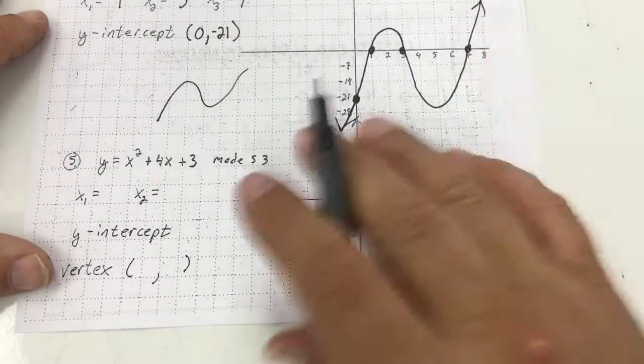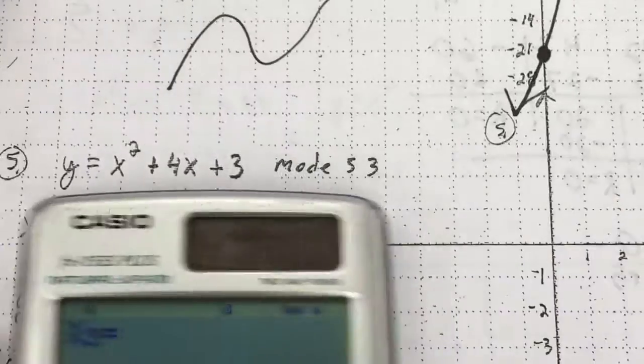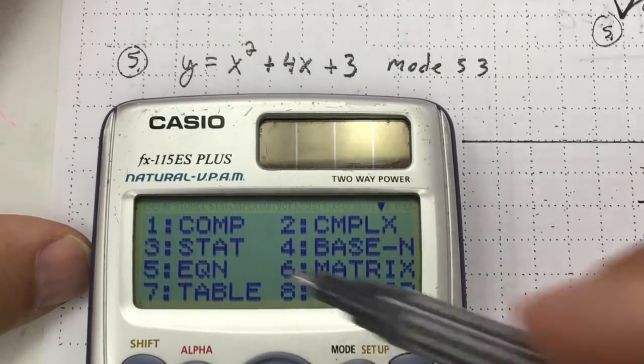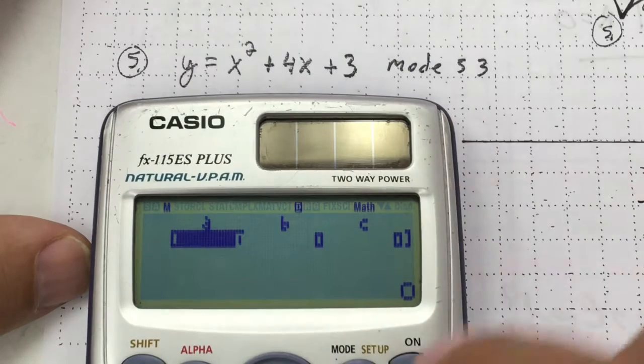X squared. So there's a couple of ways to do this. I'm going to rely on the calculator. I could do it by hand, but I just want to try to get the technology out of the way so we have other options. Now notice this is a squared, so I'm not going to hit mode 5, 3, 4. I'm going to hit mode 5 for equation. And notice this is x squared. So it's going to be 3. In the same process, it wants the coefficients.